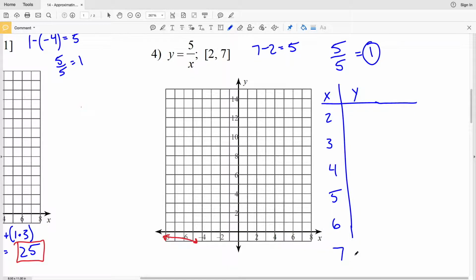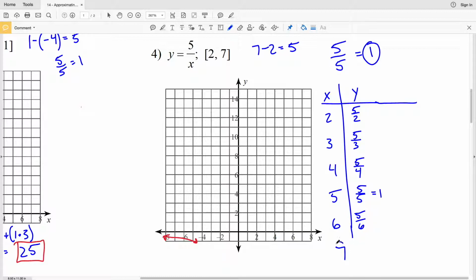So, plugging 2 in for x, we'll have 5 over 2. Plugging 3 in for x, we'll have 5 over 3. Plugging 4 in for x, we'll have 5 over 4. Plugging 5 in for x, we'll have 5 over 5, which simplifies to 1. And then plugging 6 in for x, we'll have 5 over 6.